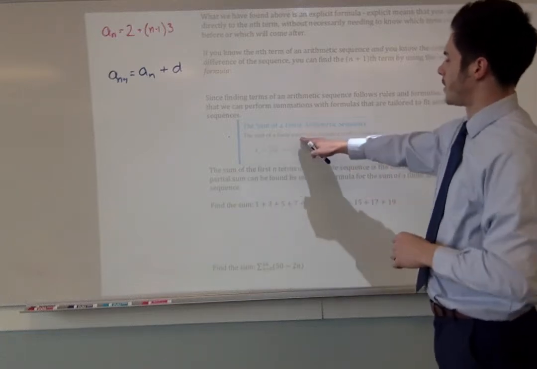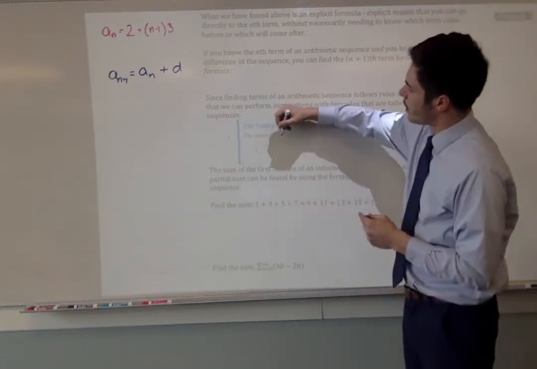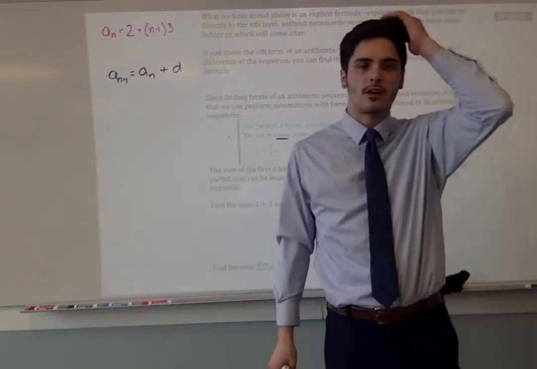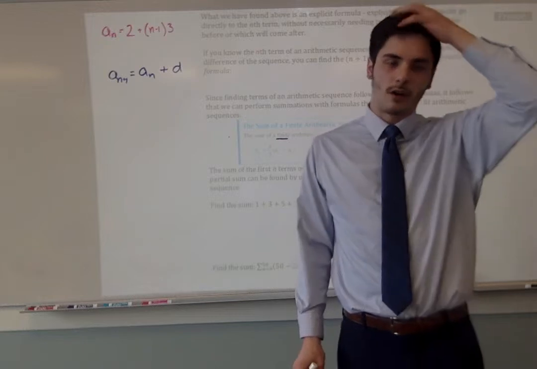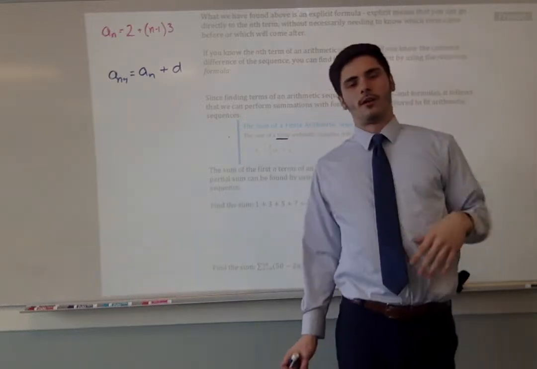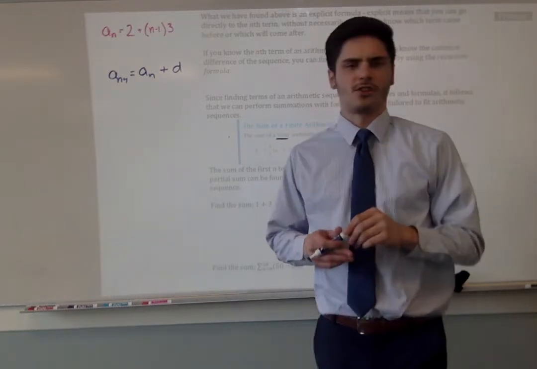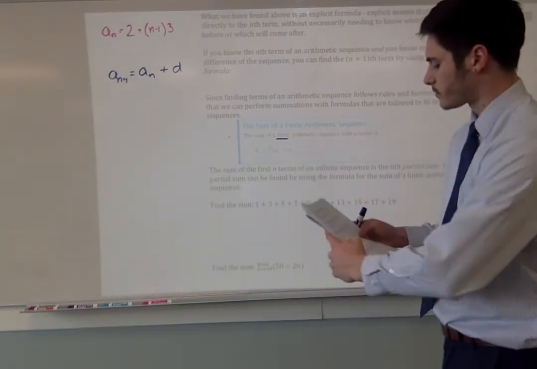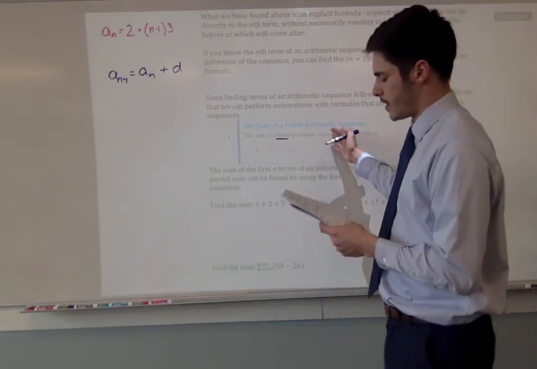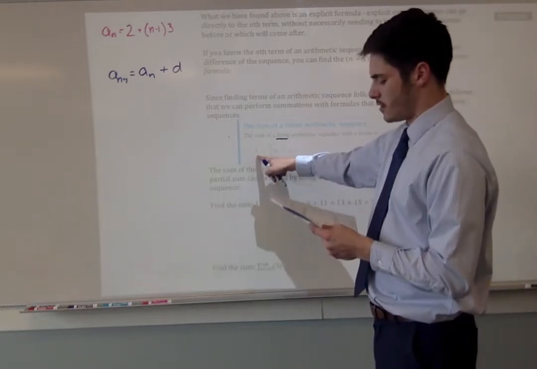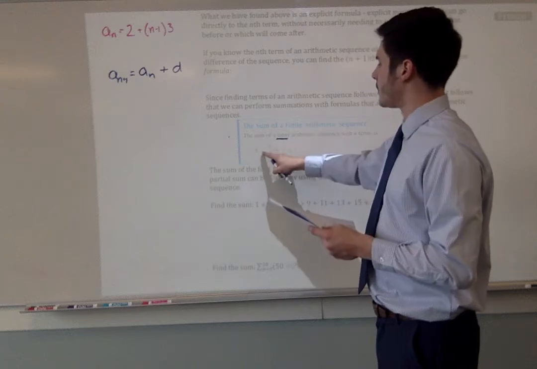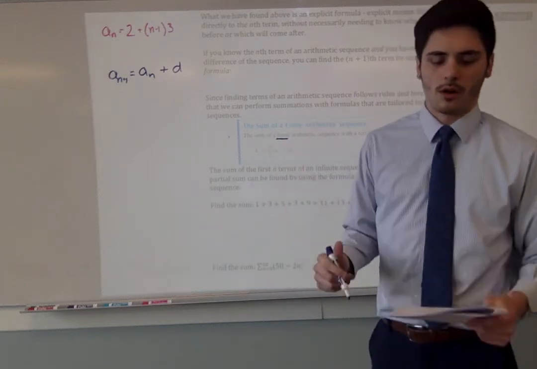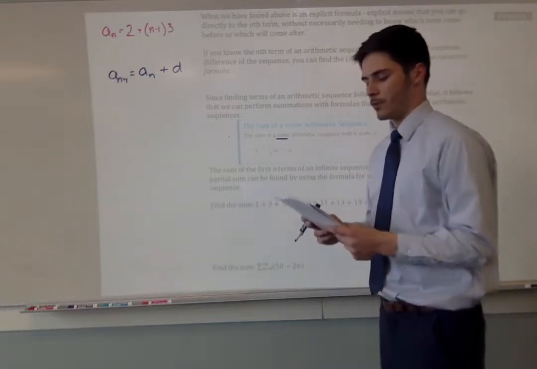The sum of a finite arithmetic sequence with n terms. And notice it says finite. Finite means that there's constraints on the beginning and end. So it's not going to go on forever and ever like some of our summations were. But this one is just going to be a finite arithmetic sequence. So this is given by S sub n equals n over 2 times, in parentheses, a1 plus an.